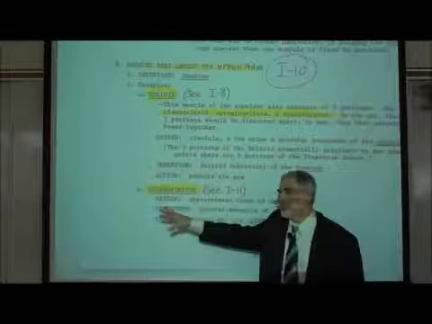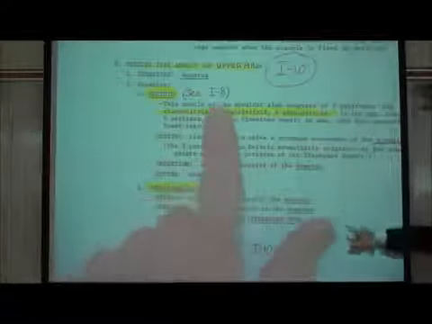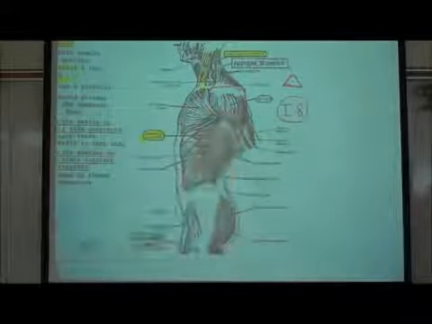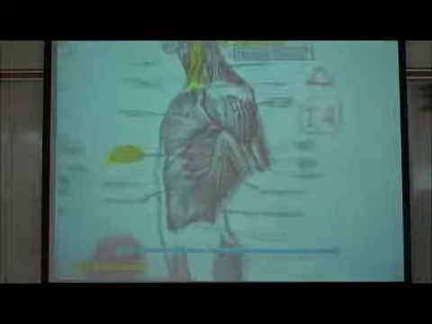They insert on the humerus. That means they move the humerus. The more important of the two is called the deltoid. The less important is the supraspinatus. Let's look at a picture of the deltoid by looking at page I-8. And on page I-8, on the bottom picture, this is the deltoid muscle. It's this prominent muscle on the top of your shoulder.